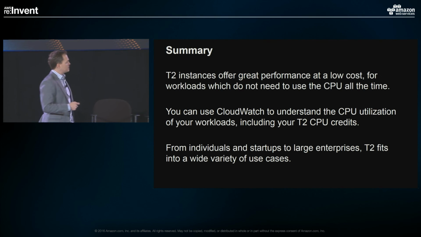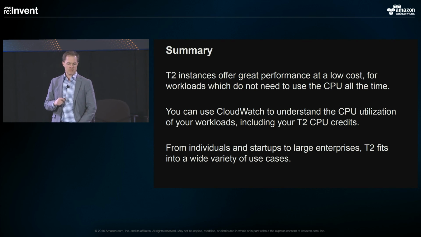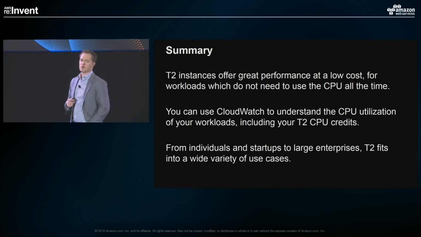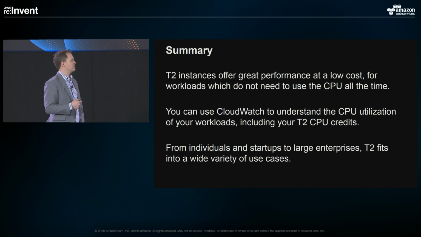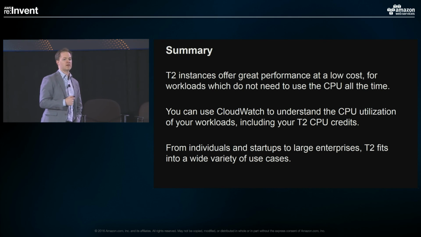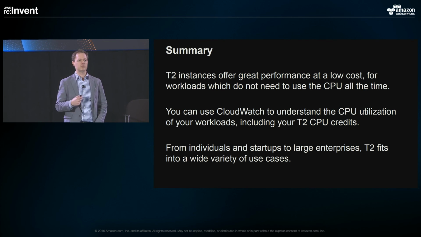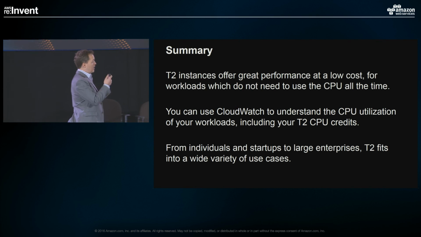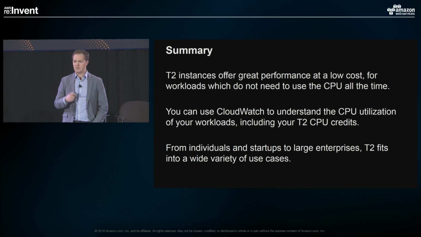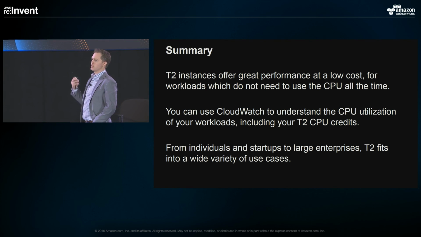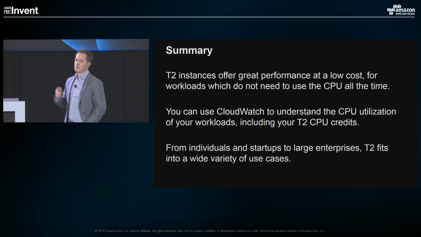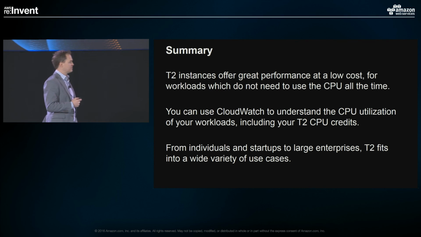Okay, so I just wanted to summarize some of the things we talked about. The first one is T2 instances really can offer great performance at a low cost for workloads which do not need to use CPU all the time. I think you've heard me say that several times. That's really the most important thing to take away from this session, and when you think about how T2s could fit into your environment. I showed you how the CloudWatch metrics can be used to understand the CPU utilization. This is a really important tool. This is one of those places where we really wanted to give you the visibility into the underlying system so that you can make the right decisions based on that data.